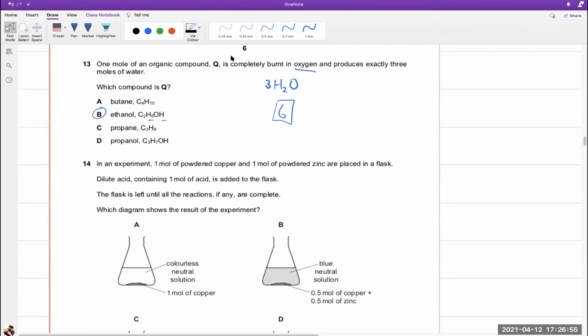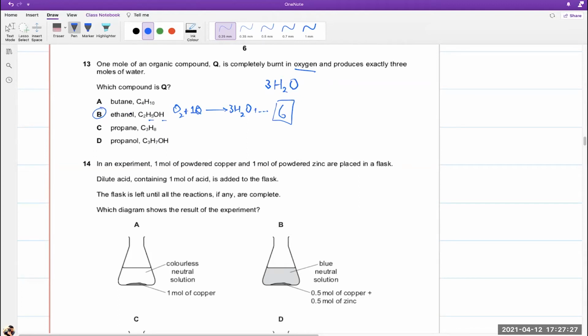Okay. So basically, what it's saying here is that you have 1 mole of compound Q that you burn in oxygen. I don't know how much oxygen, but it burns in oxygen. It gives us 3 moles water. Obviously, it gives something else as well, but 3 moles water is what we know. So what is the compound? Out of these options, which option can produce 3 moles water?